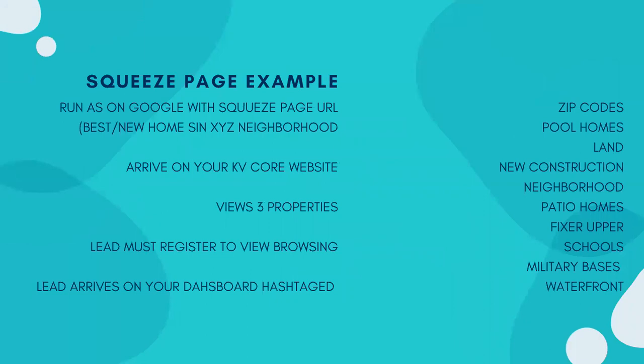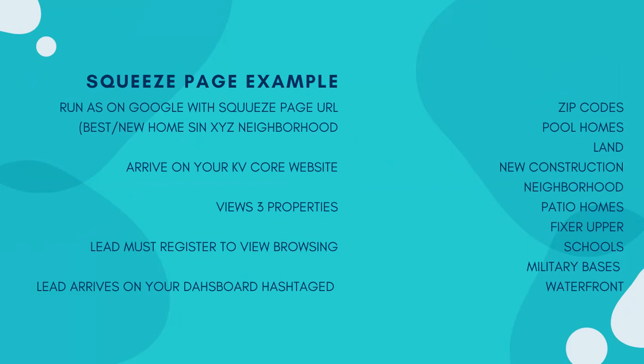So here's an example of really what would happen if you utilize a squeeze page. You run an ad on Google with a squeeze page URL. Let's say new homes in East Hill, or maybe a popular neighborhood in Mobile, or homes under 200,000 in whatever city. So just setting a specific parameter around that search. Anyone who finds your ad arrives on your KV Core site. They view 3 properties, and then the system prompts them to register to keep looking.